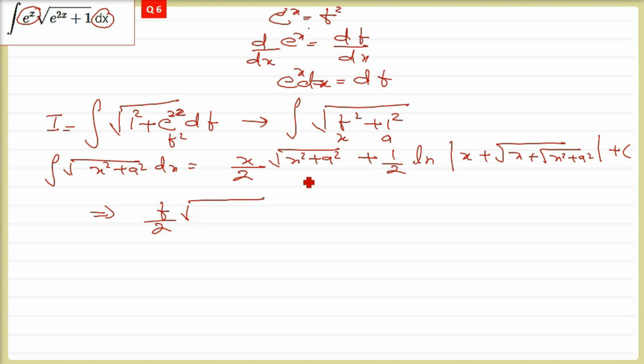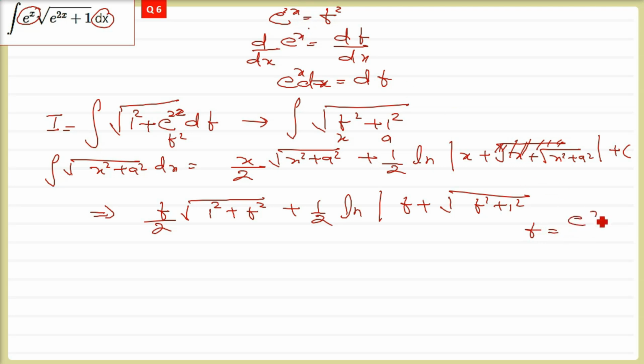So t by 2 under root 1 square plus t square, plus half ln, that is log base e modulus t plus under root x square plus a square. As I told you, I am going to fix it just now. It's just x plus under root x square plus a square only. So t plus under root t square plus a square, which is 1 square. Now if you remember, t was e raised to x, we assumed earlier.